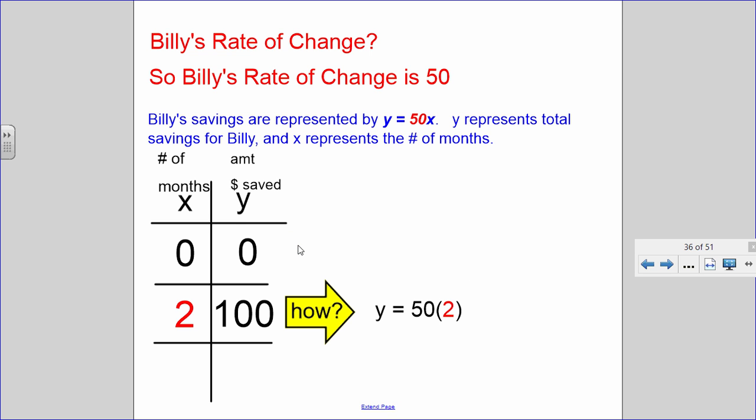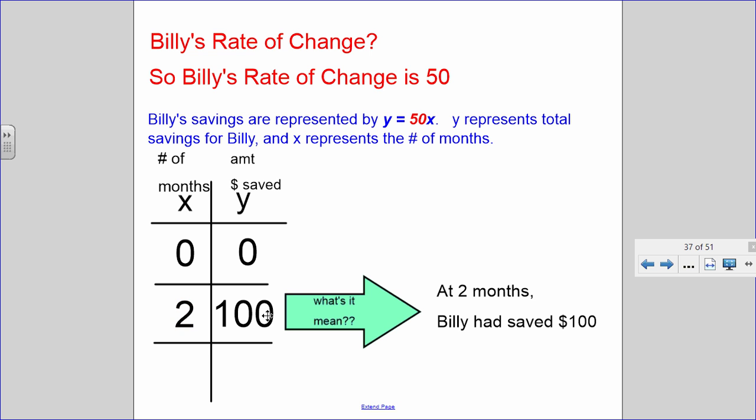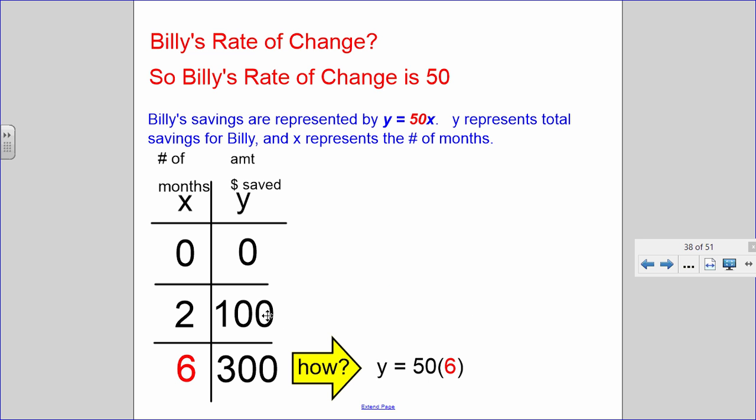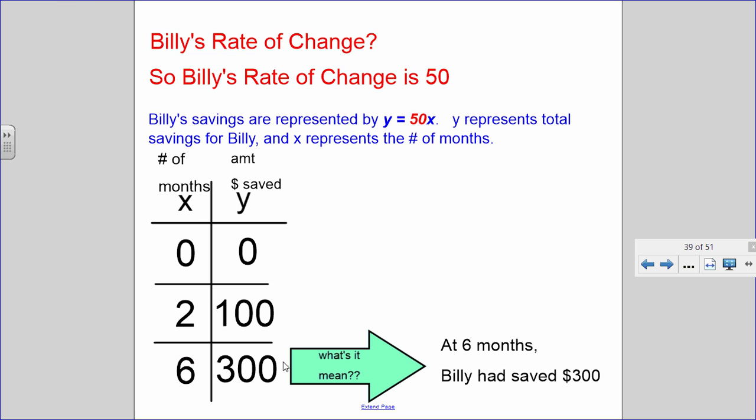So if I plug just 2 in, I can plug any number in. What's 2 times 50? 100. So what does it mean? At 2 months, he saved $100. If he saved up for 6 months, if I just plugged in 6, that's 6 times 50, it's $300. That's how we got the 300. It means at 6 months, he's got $300 saved.